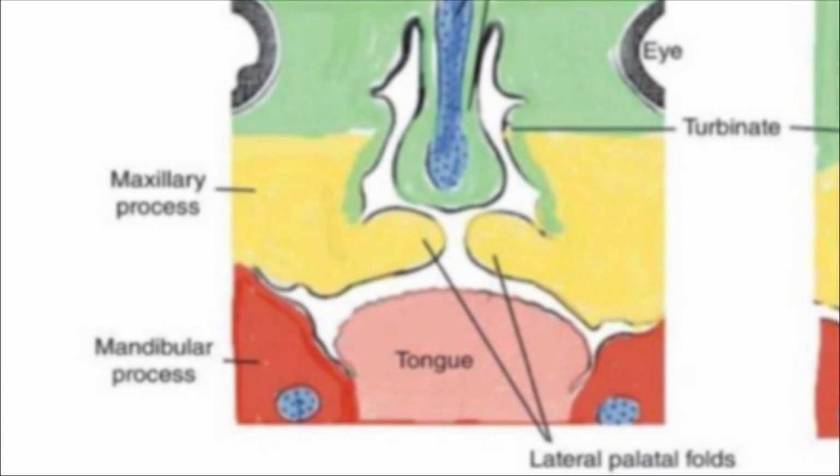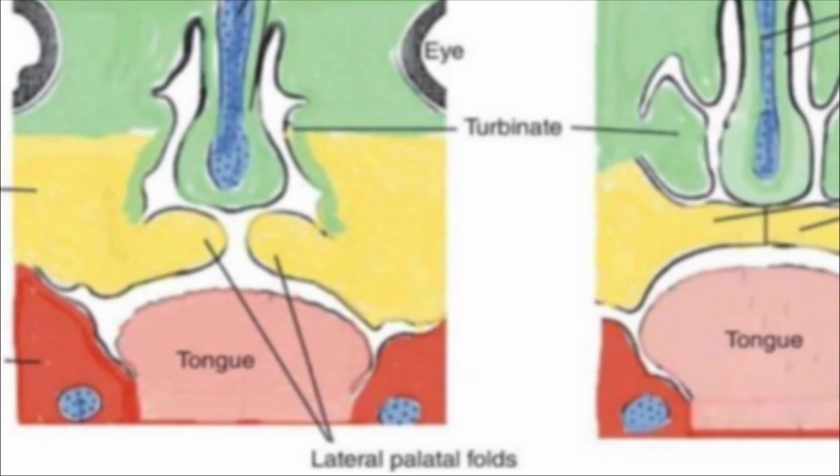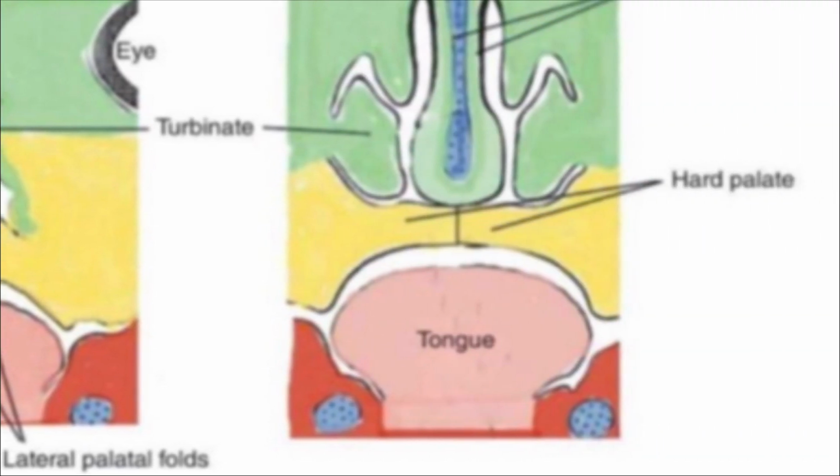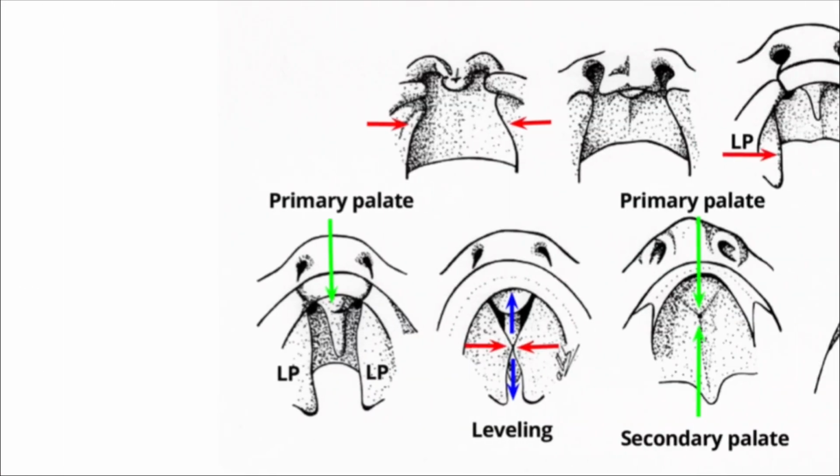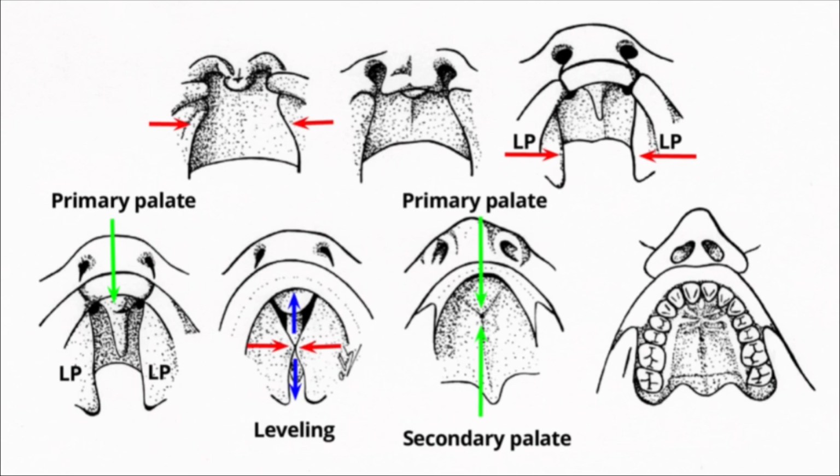When the tongue goes down, the palatine shelves will be separated, but then they move towards each other to fuse and join and form the secondary palate. This process will end at about 10 weeks post-fertilization. We previously talked about the palate from the coronal section. Now let's look at the palate from another view.